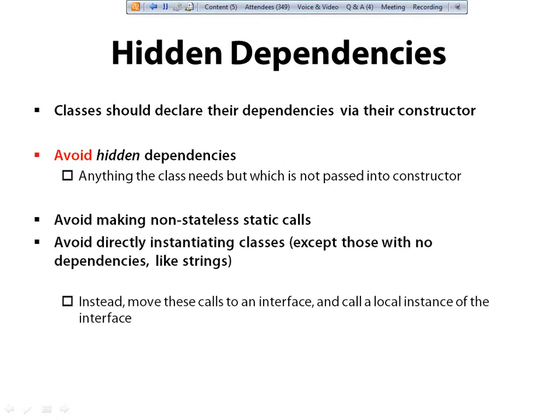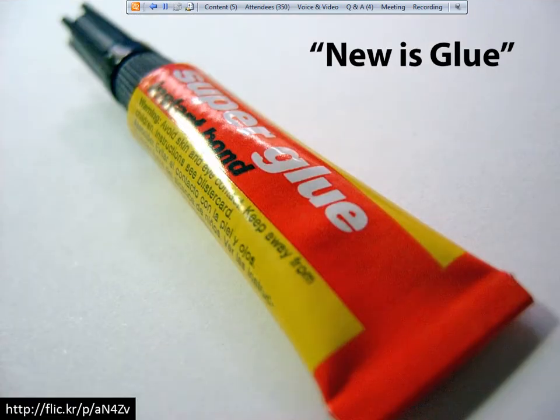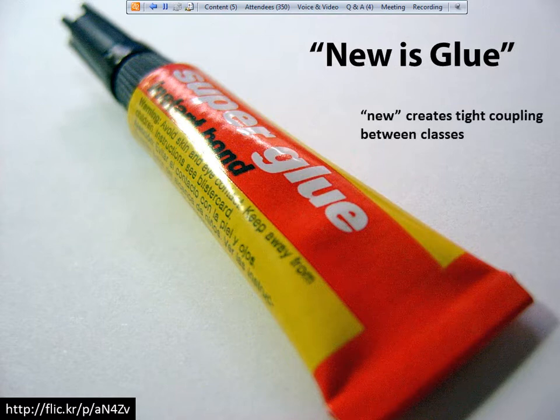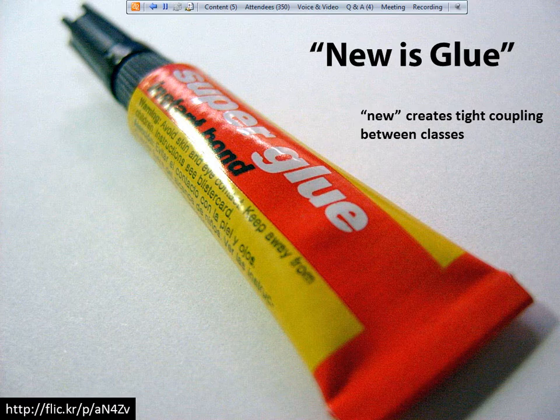You also want to avoid directly instantiating classes if you can, specifically services and business level classes that do real work. Instead, you want to move these things to an interface and then use the strategy pattern to inject them. In that regard, you should consider the new keyword to be basically glue in your code. The reason I say this is because it's going to create tight coupling between your classes, just as if you were writing static calls or implementing singletons between your class and its collaborators.